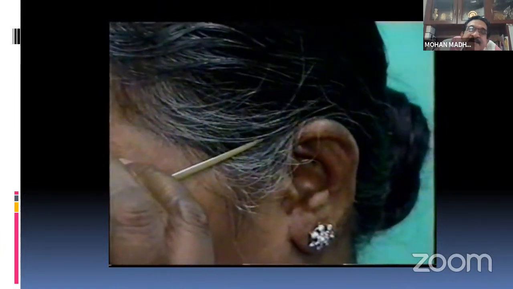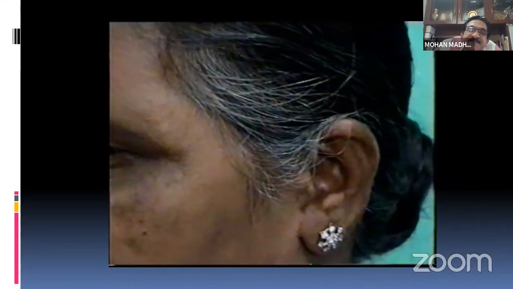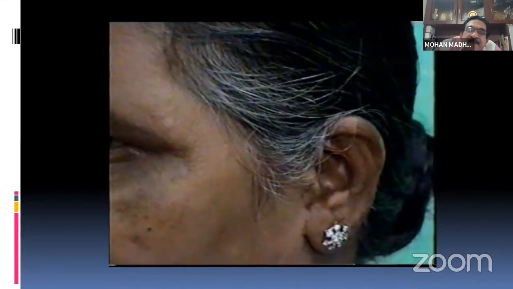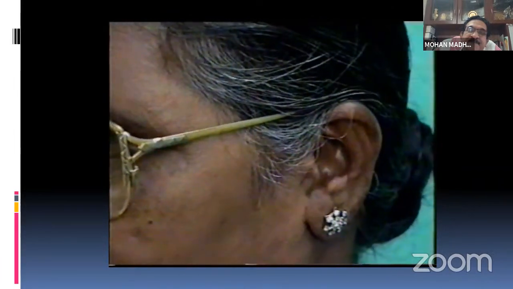I'm taking it off again. It disappears. It comes back again. That is why she gets blurring of vision only when she uses the spectacles. She has also got some dystonic contraction in the lower lip. Did you see this one?